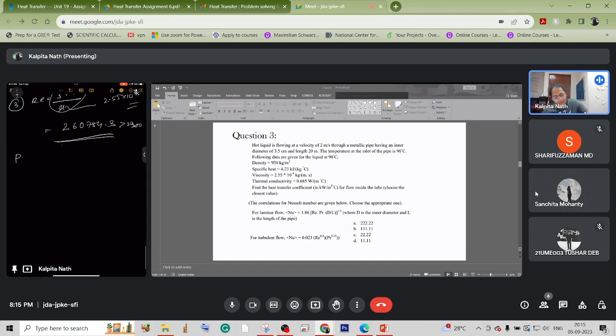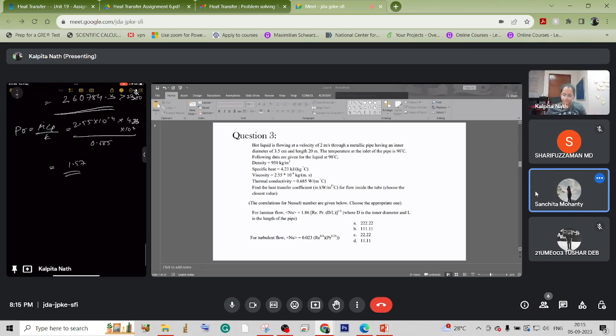Then the Prandtl number you have to calculate. What have you done? Cp mu by k. So mu Cp by k, mu is given as 2.55 into 10 to the power minus 4, Cp is 4.23 into 10 to the power 3, right? Kilojoule? Yes, ma'am. Then k is 0.685. So this comes out to be 1.57. Yes, ma'am, it is right.